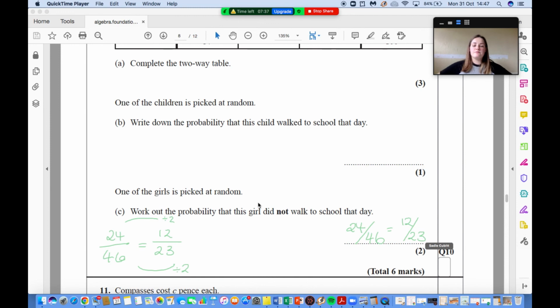All done. So we've done 10 questions out of 15, so there are 5 left for you to have a go at on your own, and I promise I will put up the answers. I've got to do the ones from last week as well, so I'll get them done.